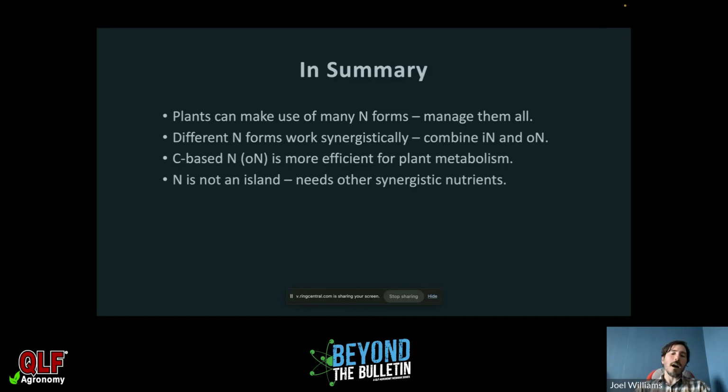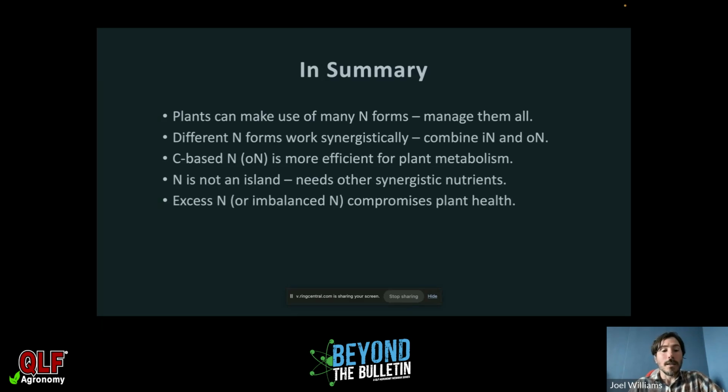Nitrogen is not an island. It does not work in isolation. It needs those other synergistic nutrients in those little red boxes that we looked at, it needs those other nutrients in order to help it do what it does. Excess nitrogen or imbalanced nitrogen can also compromise plant health. So this leads to lanky growth, imbalanced growth.